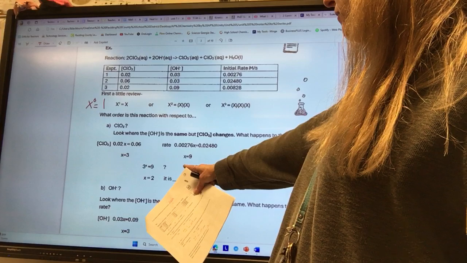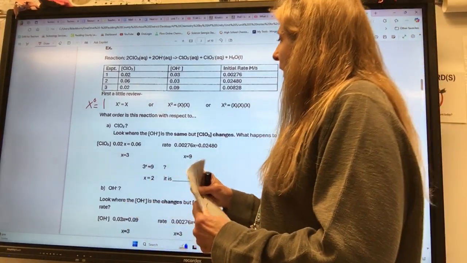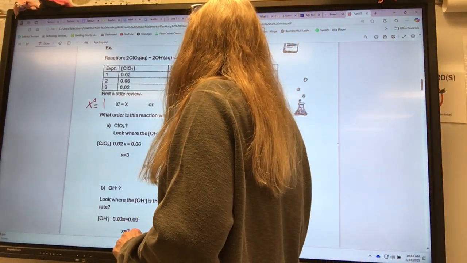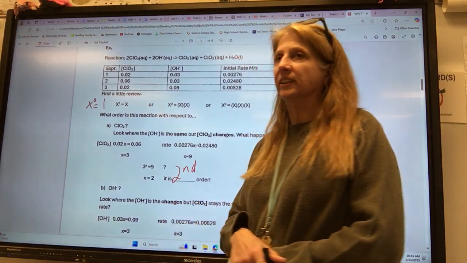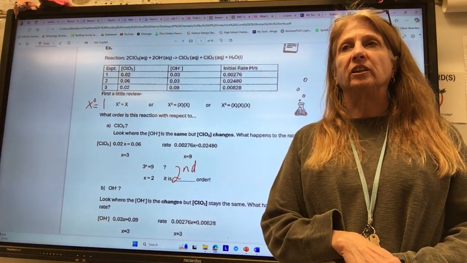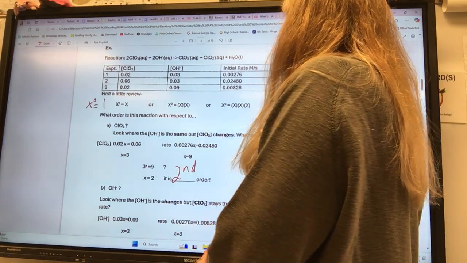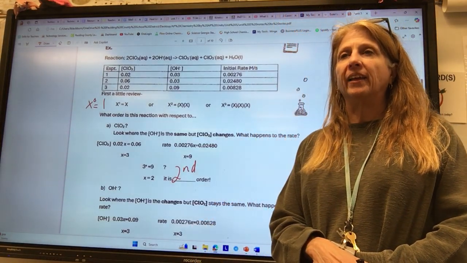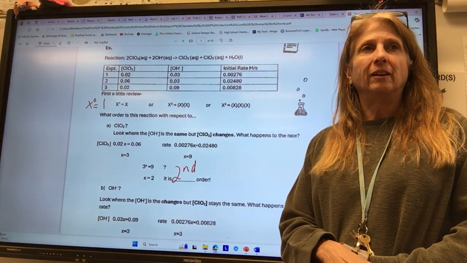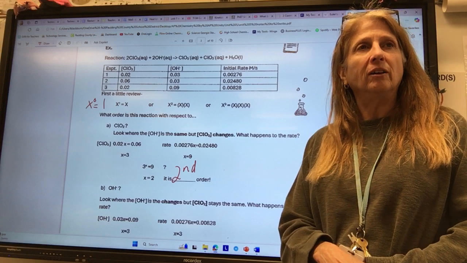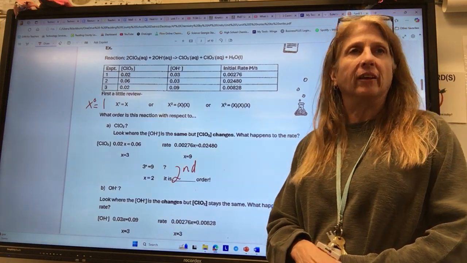So the answer is 2, and we look at that and we say this is a second order reaction. And that would be the question: what order is this in respect to this chemical? And the answer is 2. Okay? Good so far? See, it's not hard, but it's a little fancy.